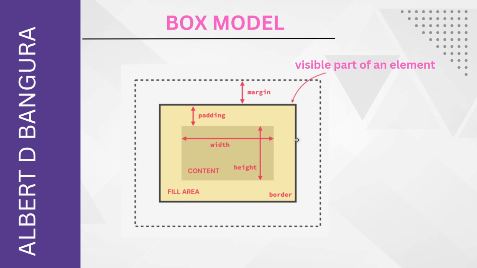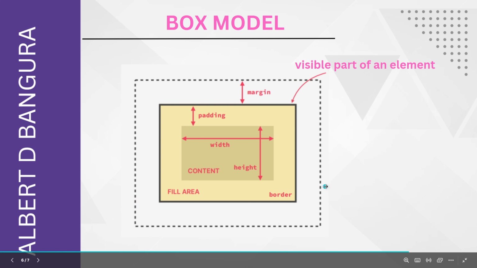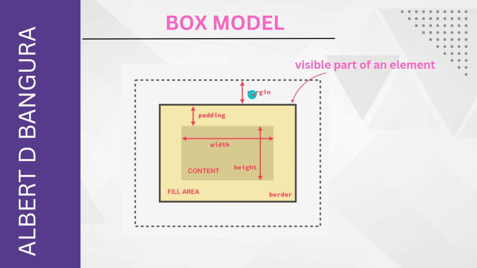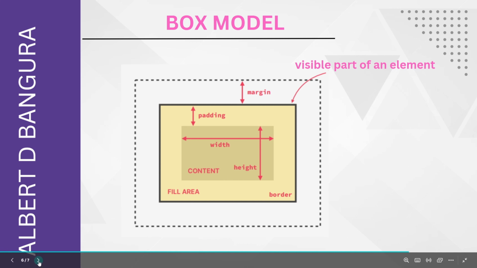For instance, the H1 element can be represented by this rectangular box. What does that mean? It has a margin, okay? It has a padding. It has a width, okay? It has the height and the content itself. The content, for instance, is what goes inside the H1. And the height is the height it occupies, of course. And then the width that it occupies. And you have the padding. Let's talk about this more on the next slide.